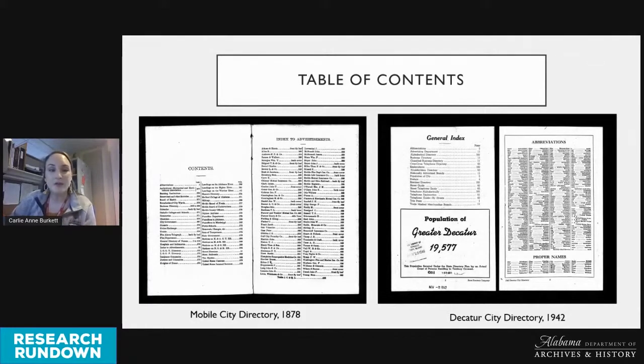So while these pages may not look important, they're very important for navigating. This is something that I use all the time when I'm using these directories, because since they're all so different, where they place particular parts of the directory is always different. So you can't always rely on the fact that the advertisements are in the front or the middle or the back, or that the businesses are listed here, or the individuals or the street guide. It's all going to be different. So you always refer back to this index or contents page to see where you should look for whatever question you're trying to answer.